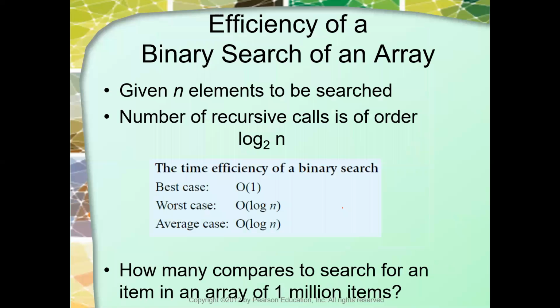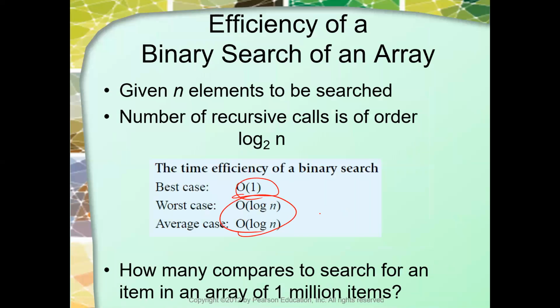So the efficiency of binary search is log to the base 2 of n. And of course, the best case is where the item you're looking for is right in the middle, so that's O of 1. But the worst case and the average case are O of log n. So think about how many compares to search for an item in an array of 1 million items.